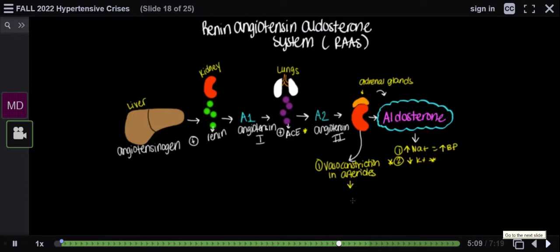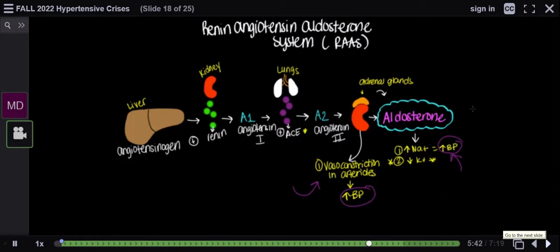And so vasoconstriction in the arterioles is going to increase the blood pressure, right? We know that the more narrow our arteries become, the more narrow our vessels become, the higher the blood pressure is going to be. So this is kind of our twofold way. We have our vasoconstriction in our arterioles that increase our blood pressure, and we have the increased reabsorption of sodium that's going to increase our blood pressure. Okay? Short and sweet, the RAAS system.